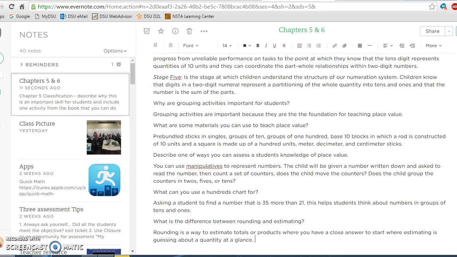Grouping activities, like the whole chapter says, are important for the foundation of teaching, and using manipulatives in math is extremely important.